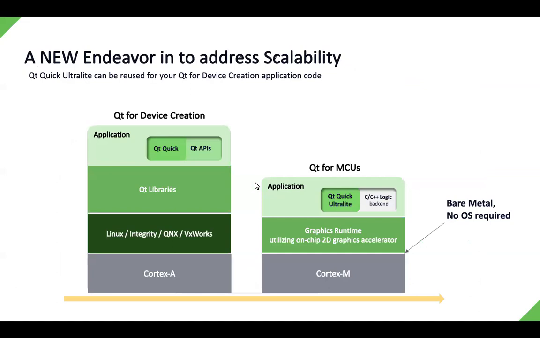What is important for the people who already know Qt and are using, for example, Qt for device creation, is this graph that allows you to understand the scenario you can face today. For example, if you are going to develop an application on a new platform, on a new Cortex-M application, what you need to consider is that Qt for MCU is a subset. So Qt Quick UltraLite is a subset of the normal Qt Quick, and allows you basically to reuse part of the code you have been already using for your Qt for device creation application.